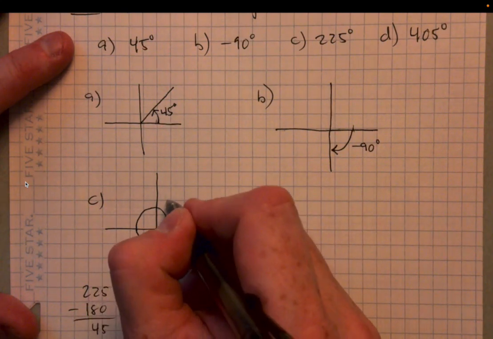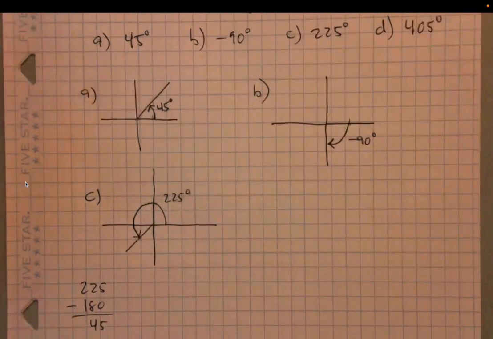So this would be 225 degrees. And so it's 180 degrees plus another 45. So 180 plus 45 is 225. So that's how you can figure that one out.